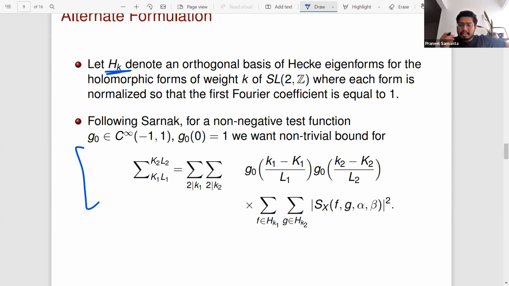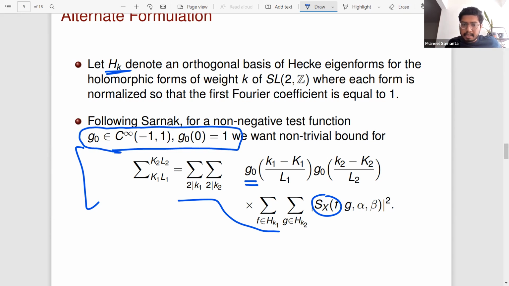Following Sarnak's work, which comes from 2000, this is a standard way of studying these S(X). We don't just look at the S(X), we look at it squared, and then we look at an average sum over this K1 and K2. For this, we use the G naughts, which are smooth functions from -1 to 1, given over here, and G0 at 0 is equal to 1. So instead of studying individual S(X), we are going to study these averaged out sums over S(X) squared.